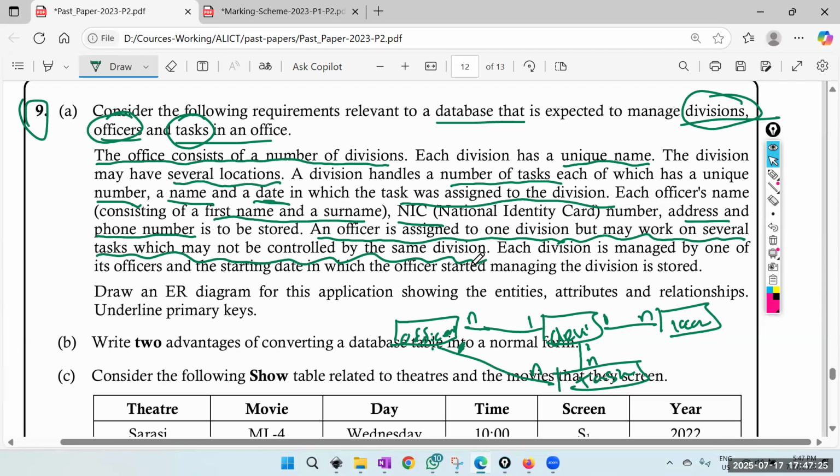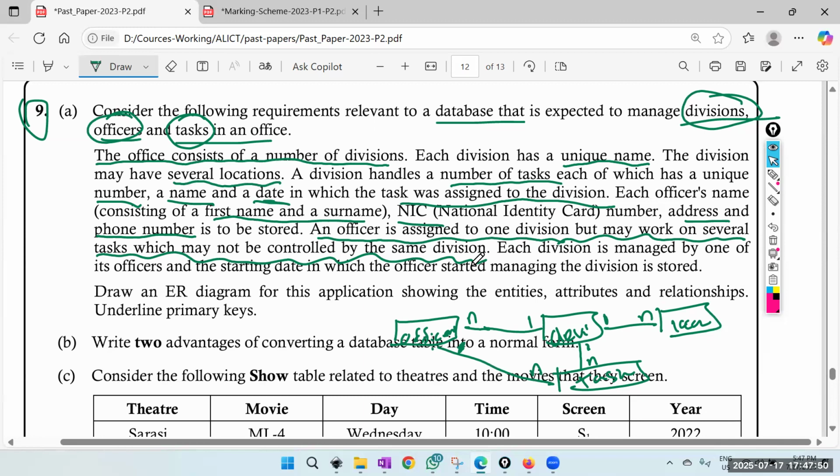Each division is managed by one of its officers, and the starting date on which the officer started managing the division is stored. So that means from time to time, different people can manage your division. That is why the starting date is there. Maybe after a certain date, a different officer is the manager.